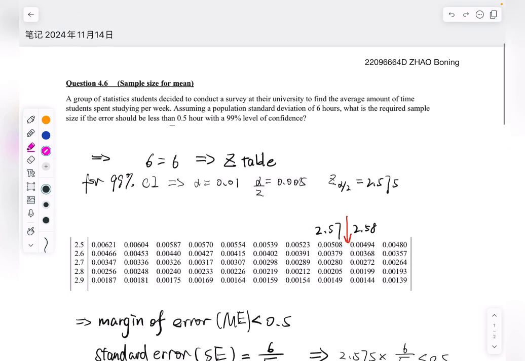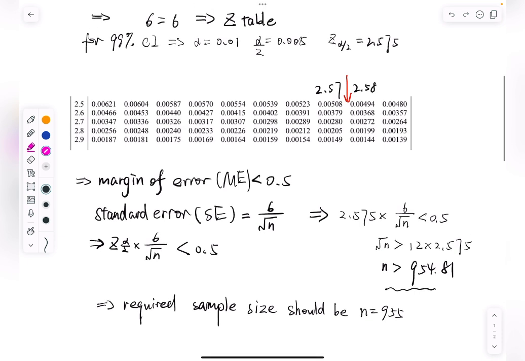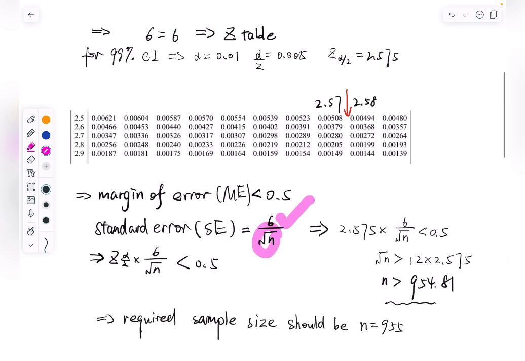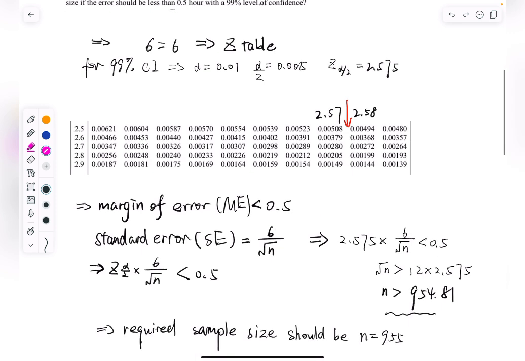Then the question said that the error should be less than 0.5 hour. So we have the margin of error, the ME, is less than 0.5. And also, the standard error, the SE, is equal to the standard deviation over the square root of n. So now we have the standard deviation of the population equal to 6. So we just need to calculate the error, where n is the sample size. So it's the Z value times the standard deviation over the square root of n is less than 0.5.